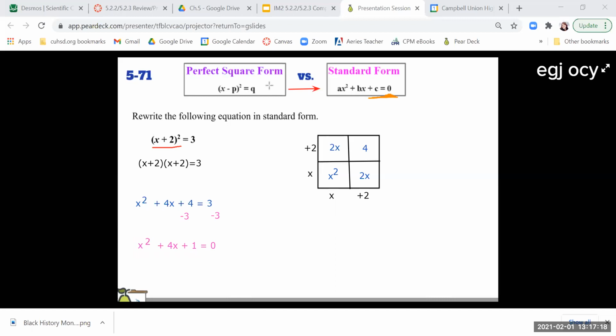So actually, let me just get my colors straight here. We started with perfect square form, and we ended with standard form. So we were able to go in that direction, adjusting our equation. These two equations are totally equivalent. They are equal to each other. They represent the same situation. They're just in a different format. And so our job today is going to be to learn how to do this process I just showed you in reverse, where we start with a standard form equation and work our way back into a perfect square equation.